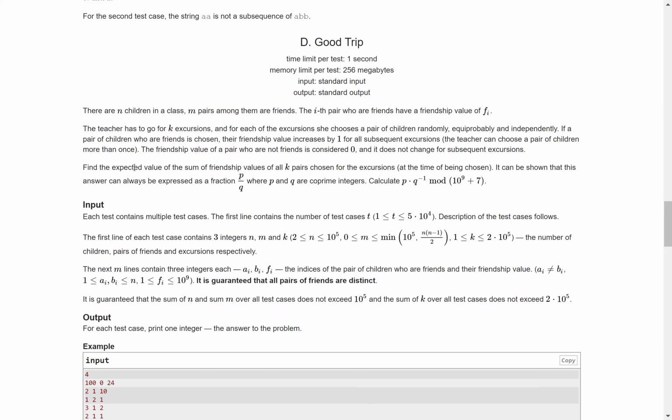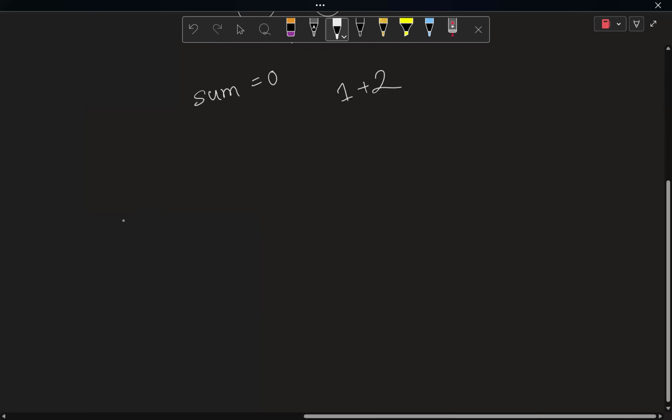So what we have to do is find the expected value, and at the end, if the expected value can be represented as a fraction p by q, then we have to print p into q inverse mod 10 raised to the power 9 plus 7, where q inverse is the modular inverse of q. If this is the first time you are seeing something like this, it might not be simple for you. And sorry, but I'm not really good at math, so I won't teach much, because I might teach some weird or wrong thing.